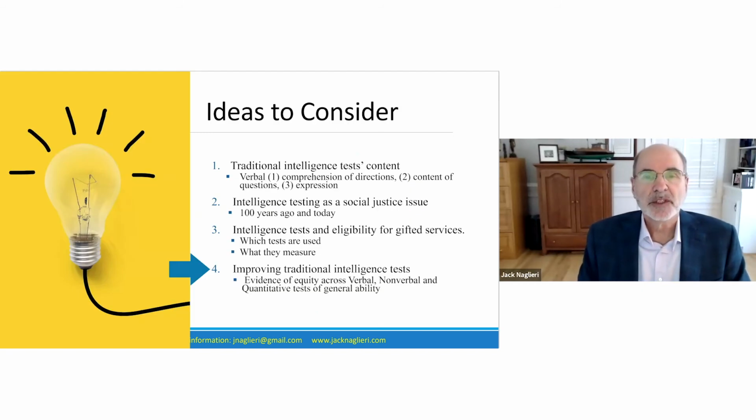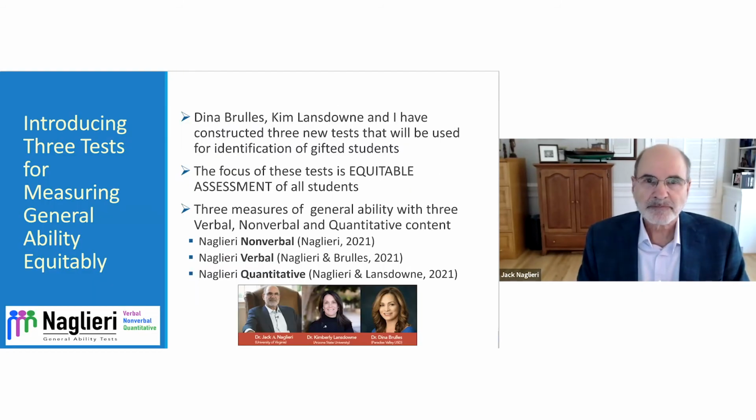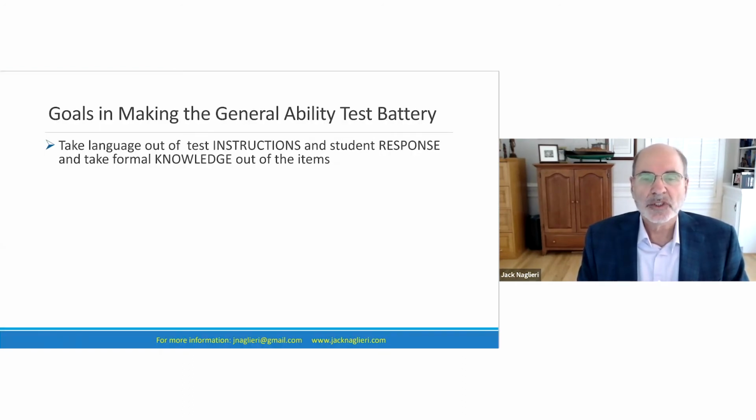Okay, a few more steps. Improving traditional intelligence tests. I started working on this several years ago with colleagues, and what we wanted to do was retain the original notion of verbal and nonverbal and quantitative, but make it equitable. And how we would do that was the challenge. But I had some ideas. And one of the ideas was to take the language out of the test instructions and out of the student response and take formal knowledge out of the items. Verbal and quantitative items is what I'm talking about here.